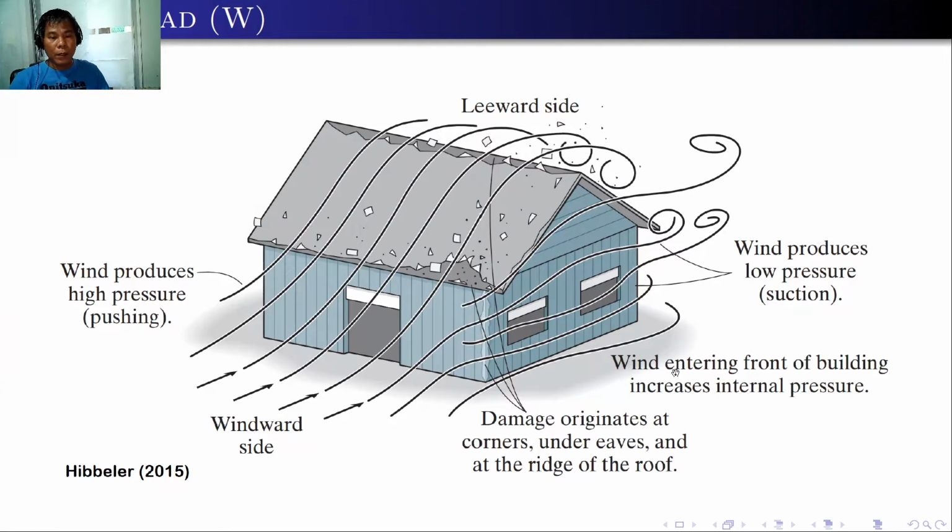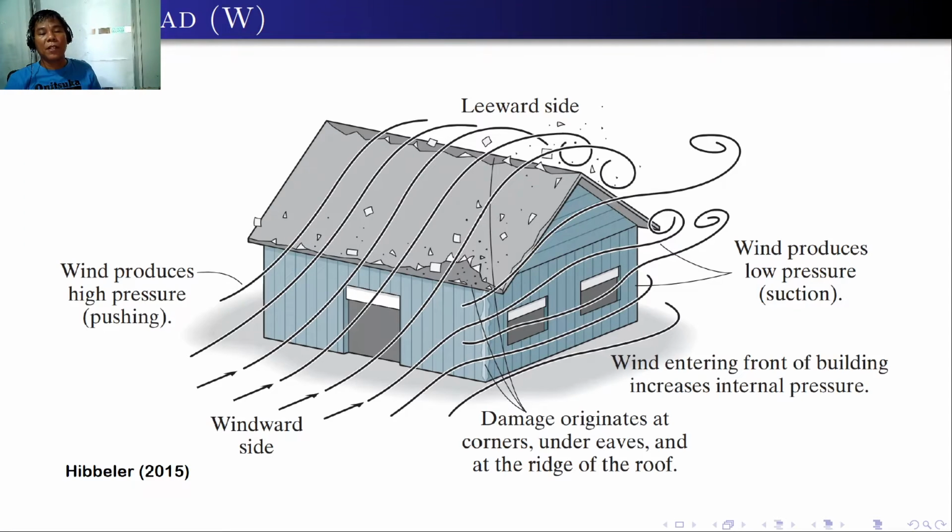Hi, we will continue our discussion about the structural loads. By this time, we have the wind load, which is capital W. As you can see in the diagram, we have different sides of the building. The first is the windward side, where the wind is coming. So we call it windward side. On the other side, we call it the leeward side.